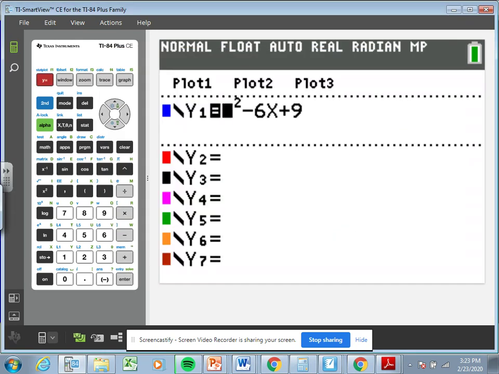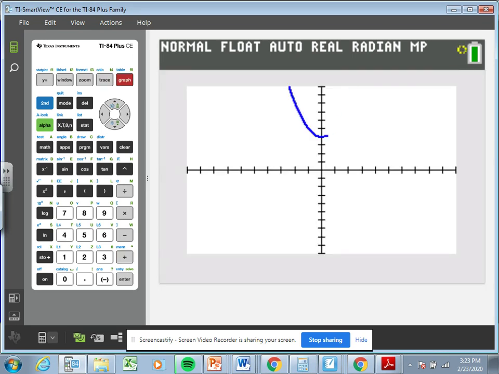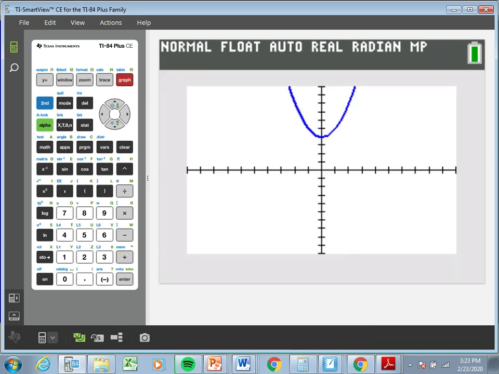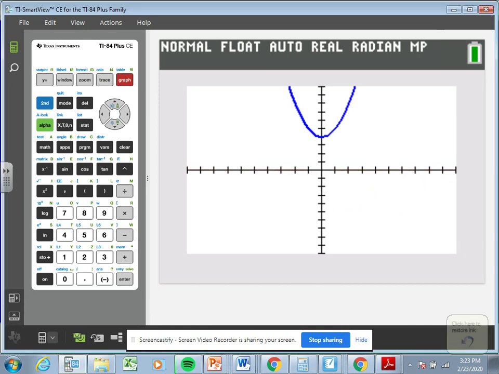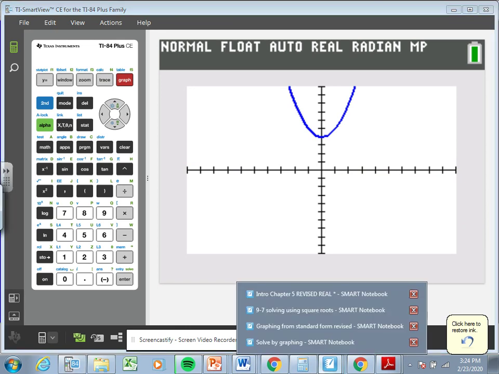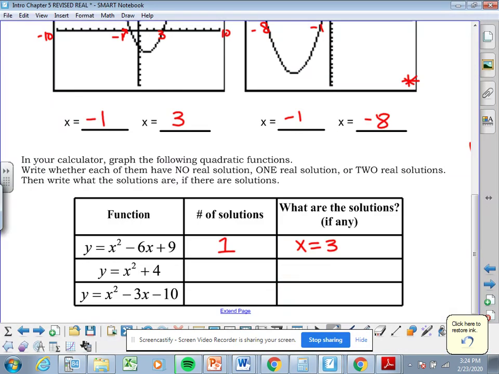So go back to y equals, clear it out, and I had x squared plus 4. Now hit graph. And if you take a look at it, here's your x-axis. Does this cross the x-axis? That's a big fat no. So this has no real solutions. You can't say anything about where the solution is because there are none. So this one has no solutions. And what are the solutions? Well, that's not applicable because it doesn't have any.